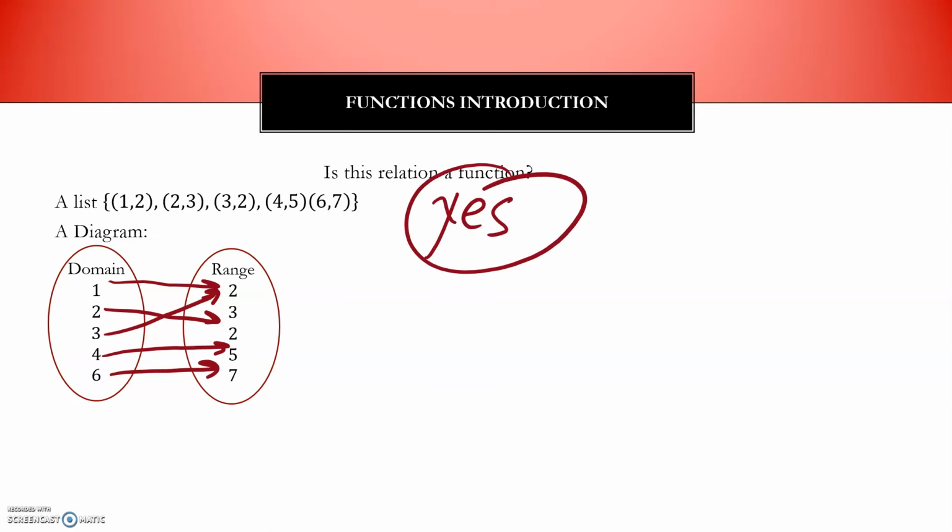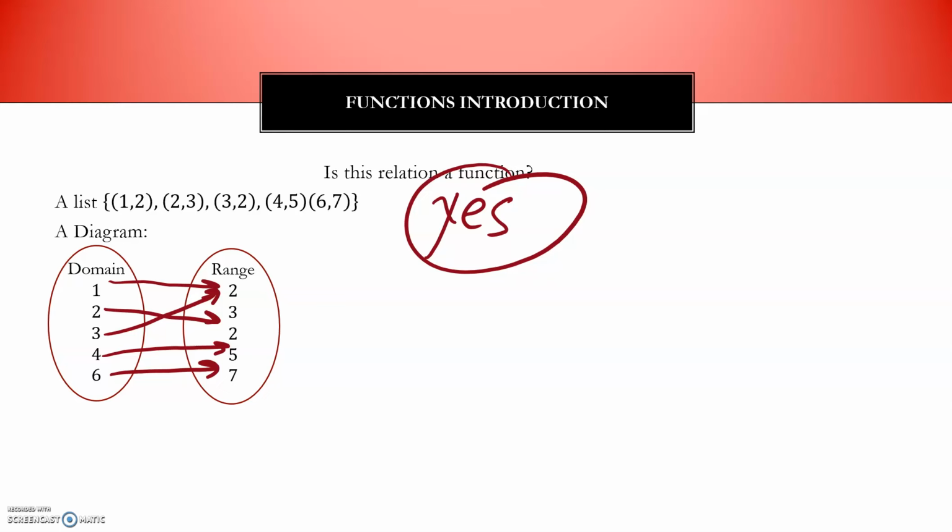It doesn't matter that both 3 and 1 have a y coordinate of 2. That is okay, because for each x, there is only one y that goes with it. Okay? By the way, you see this when you graph things like parabolas.